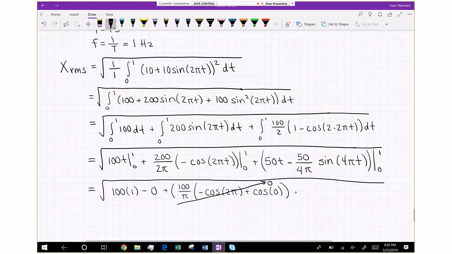Then we end up with our 50t. So 50t will be 50 minus 0. And we end up with 50 over 4 pi, which is going to be, sorry, that's minus 3.98 times sine of 4 pi minus sine of 0.